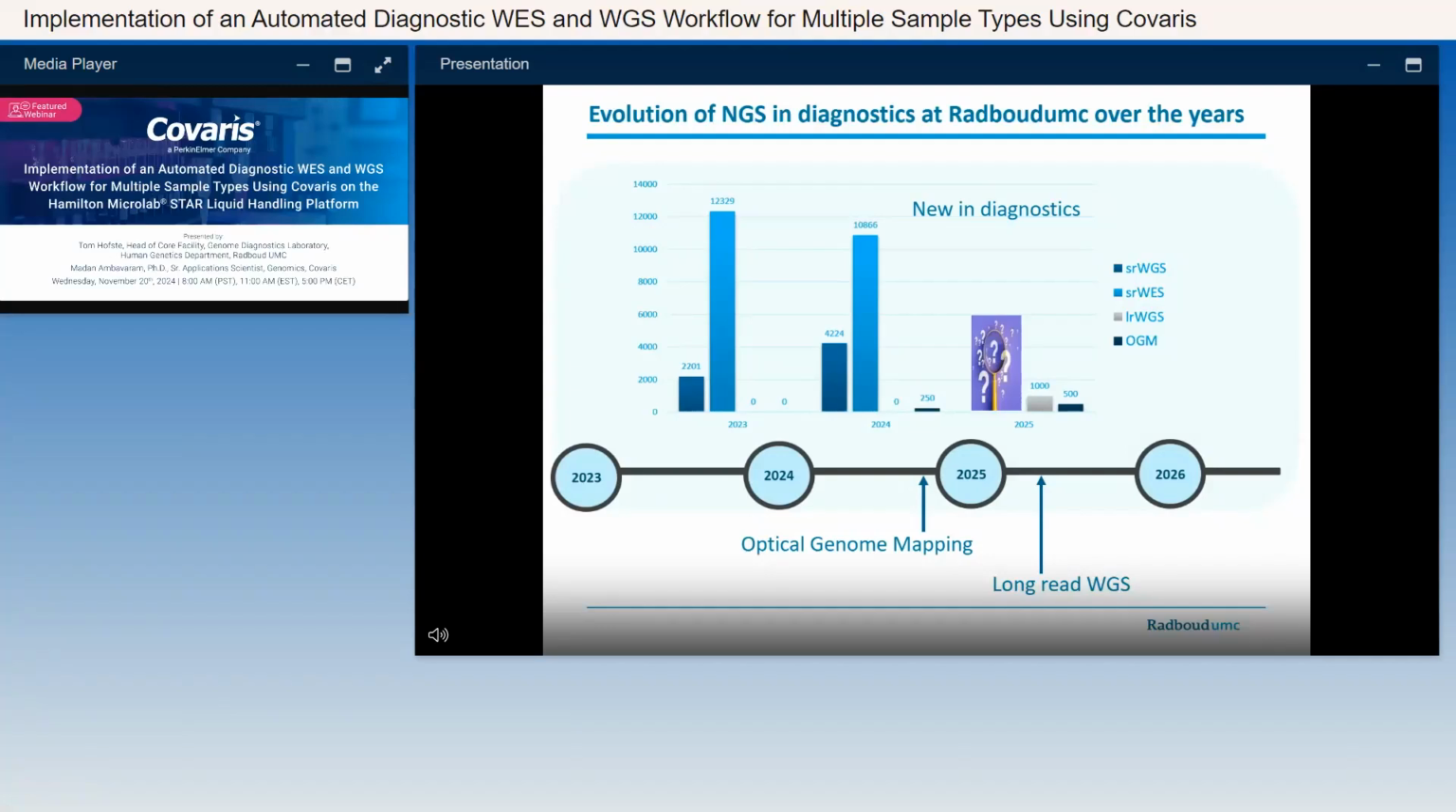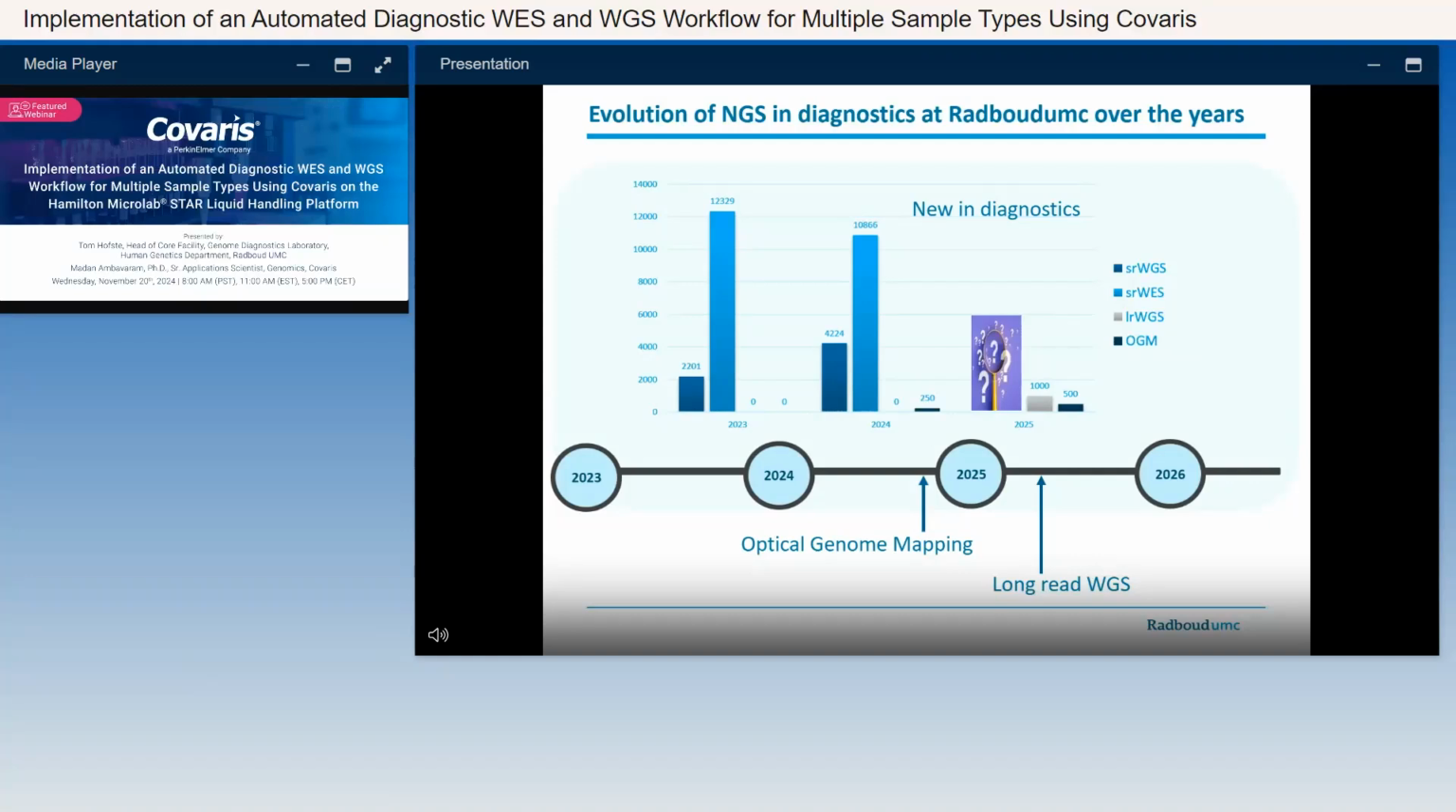But also we will start with our first long read whole genomes in diagnostic. But what will happen with the short reads, we don't know exactly. But we can imagine that the short read exomes will decrease and the short read genomes will increase, and then in competition with the long read whole genomes. So a question mark for us as well.